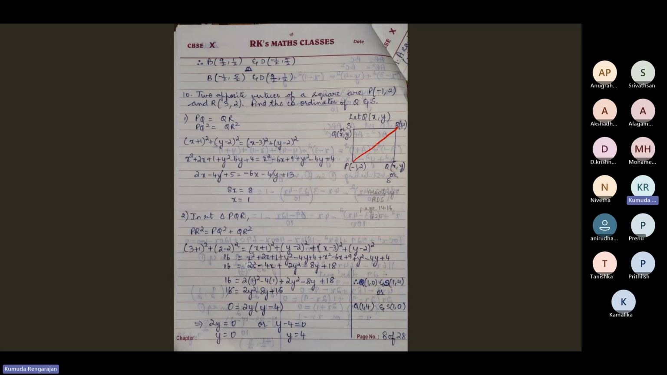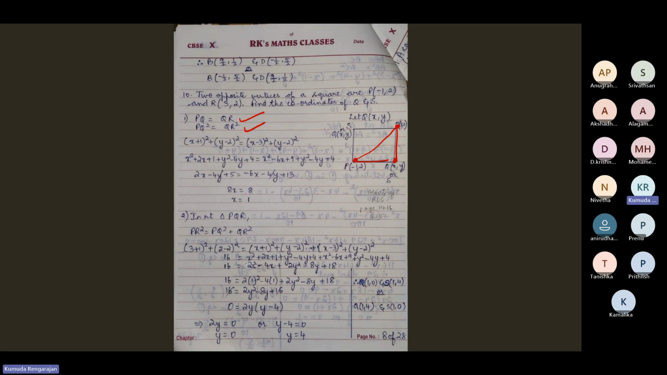So same. Here we have called it Q. Let the coordinates of Q be x comma y. So P, Q, R. First, PQ is equal to QR, or PQ square is equal to QR square.